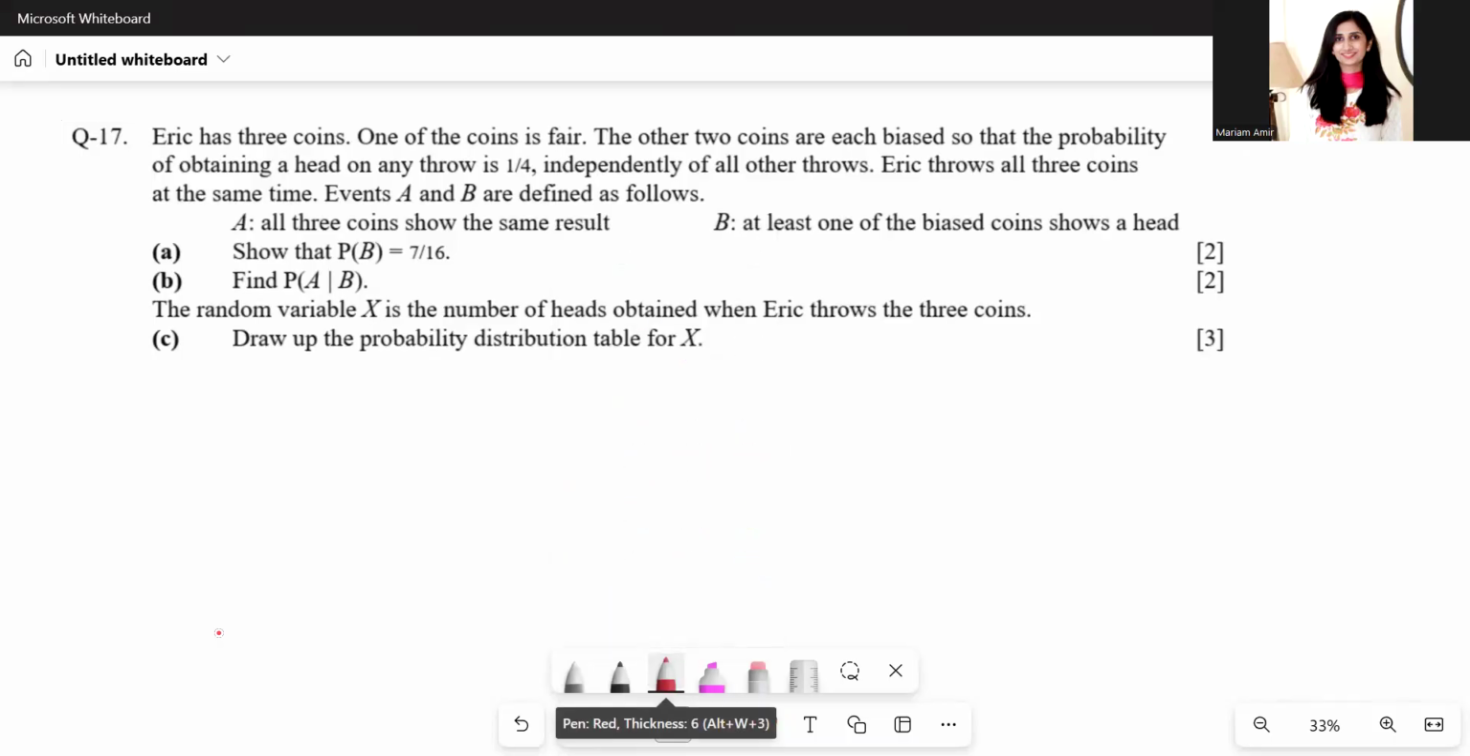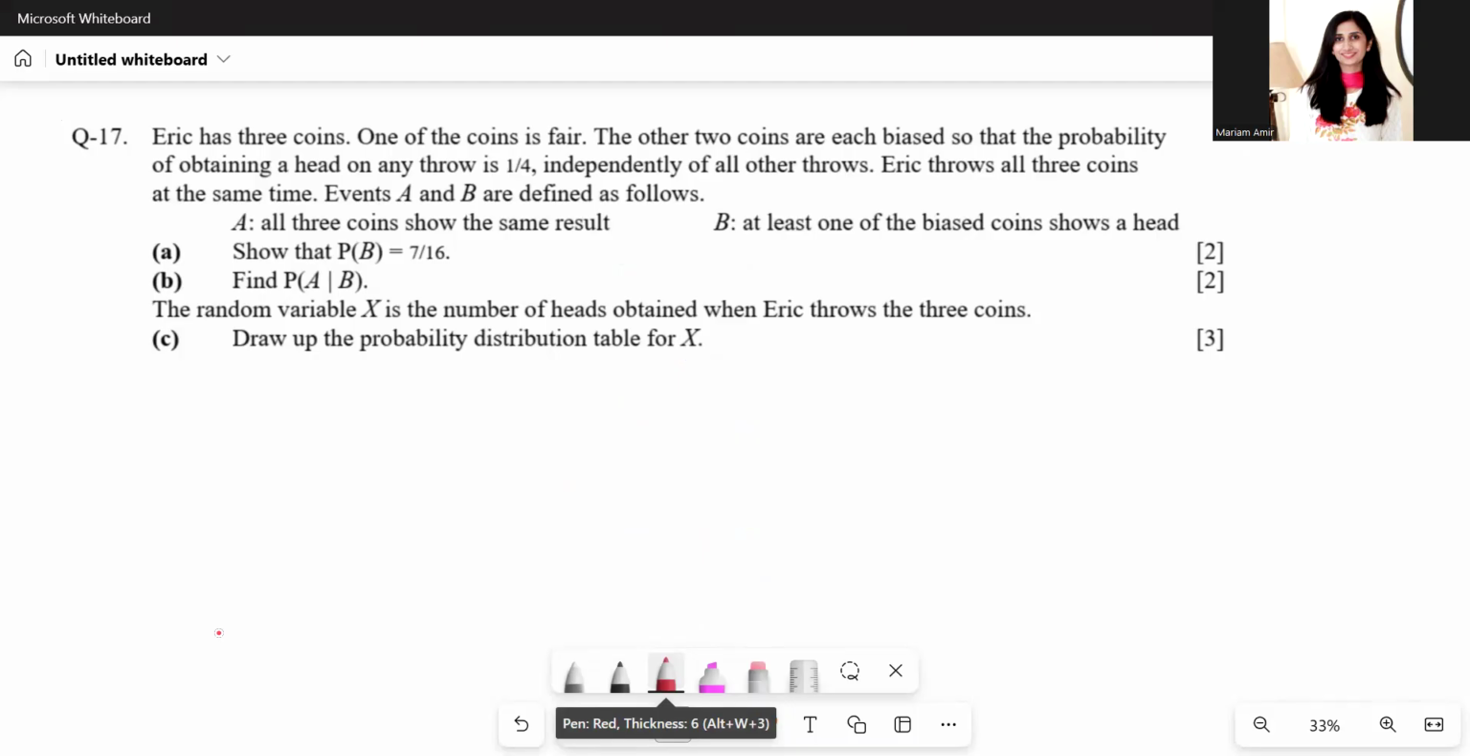Eric has 3 coins. One of the coins is fair, and the other 2 coins are each biased, so that the probability of obtaining a head on any throw is 1 by 4, independently of all other throws. Eric throws all 3 coins at the same time. Events A and B are defined as follows.